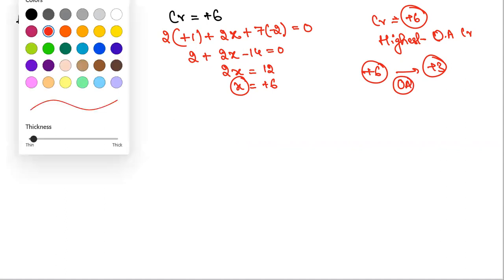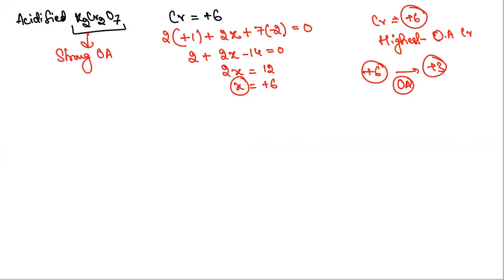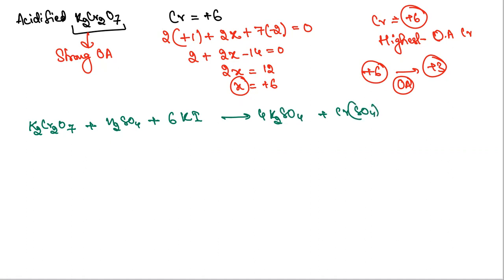Now let me show you how the chemical equation can be written with respect to acidified K2Cr2O7. The reaction would be something like this: K2Cr2O7, which is acidified, that means H2SO4 is present here, providing the acidic medium. This reacts with your potassium iodide. So this converts it into 4K2SO4, which is the salt, plus chromium sulfate, which is Cr2(SO4)3, plus iodine. This is the thing that we wanted out of this equation. And plus molecules of water.